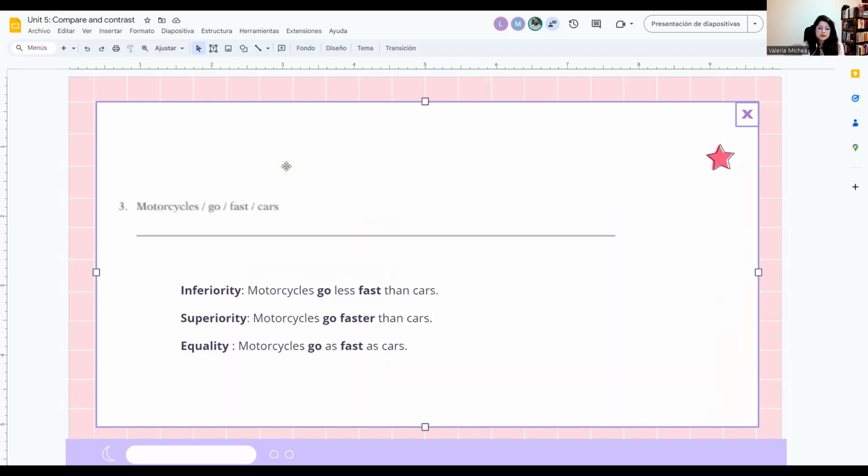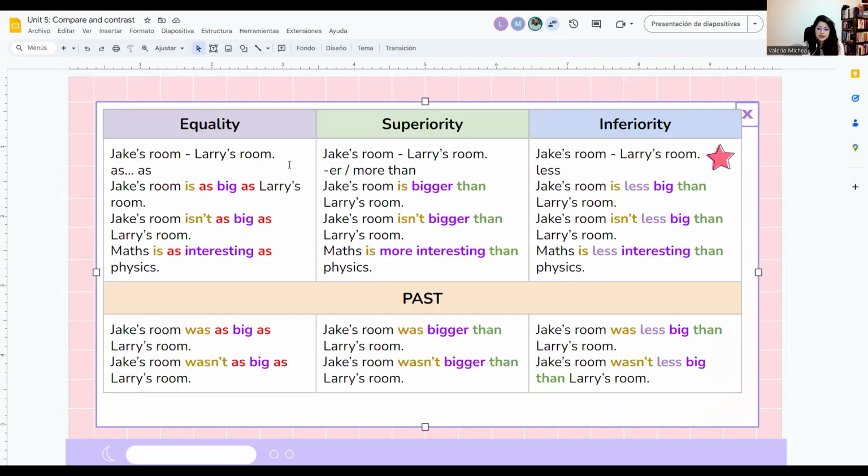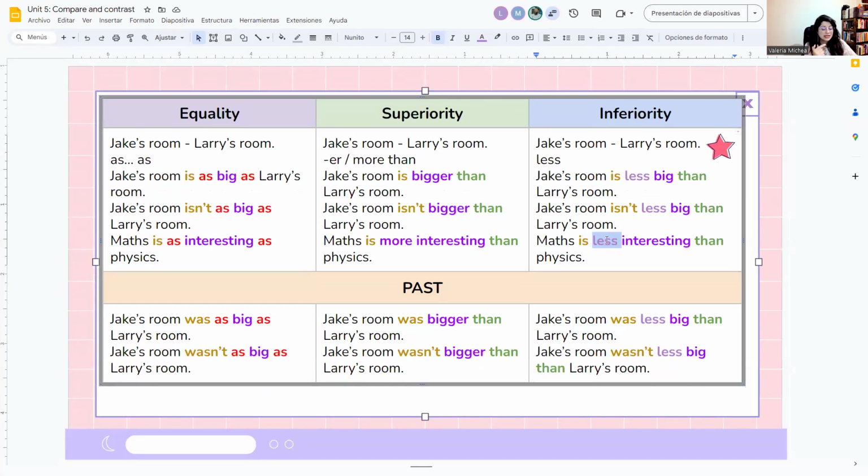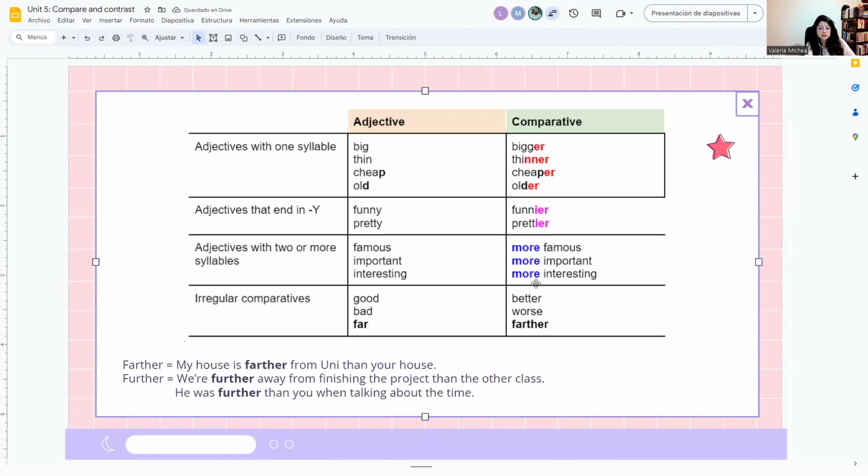Let me see if I understand what you mean. Yeah, math is fewer interesting than physics. If you're asking me if I can replace less by fewer, nope, it is impossible. So the only possible option here is less. Of course, we can use fewer to make comparative sentences.